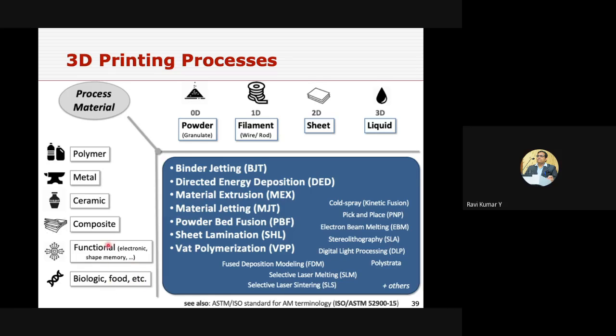So it need not be a standard category of synthetic materials. Even it can be a natural material, biological material also, right? That is the beauty of this technology. Even it may be in powder form, filament form, sheet form, or liquid form. And it will vary across the 7 categories of the combined ASTM ISO standard 52900:2015. As per that, we need to fit them into 7 groups.